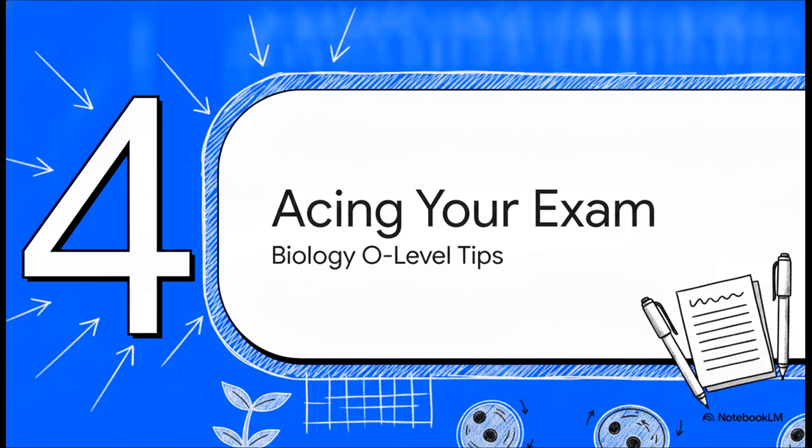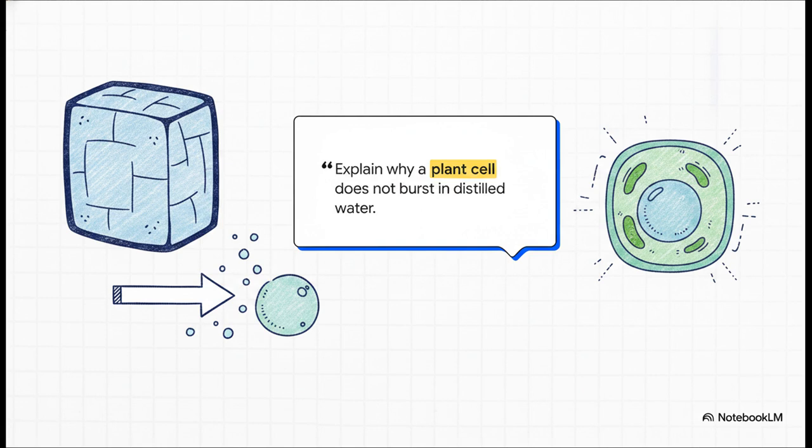Okay, Section 4, acing your biology exam. So, we have the visual mechanics locked in, but now let's translate all of that into the exact words examiners are actually looking for. Here's a super classic O-level exam prompt for you. Explain why a plant cell does not burst in distilled water. You know the visual steps, but how do you write it out to guarantee full marks?